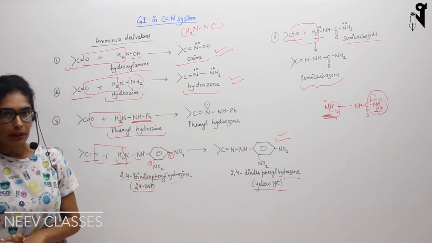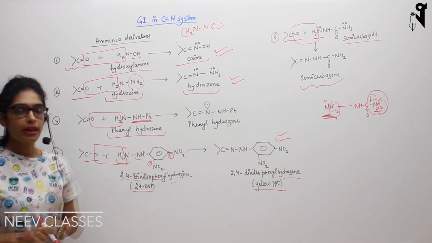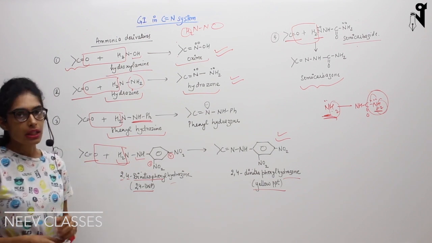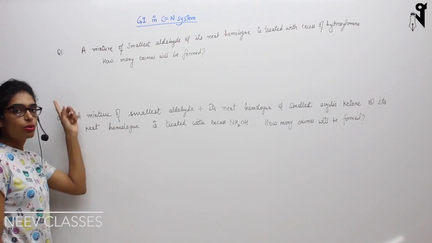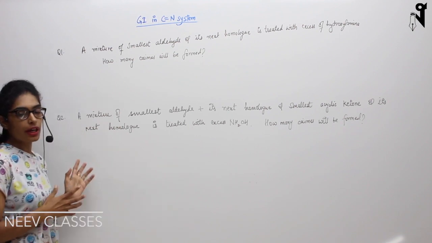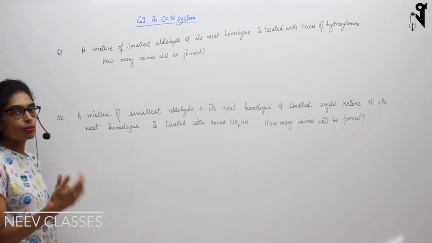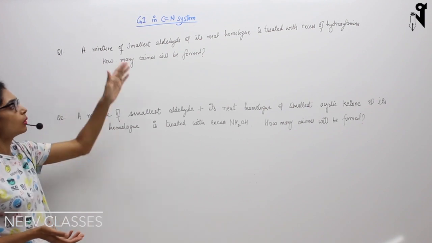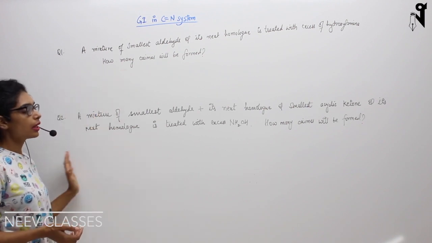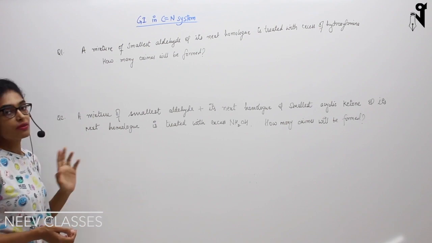Okay, now I'll give you two questions. Try solving them on your own, and then we will discuss the answers. Now try out these two questions. These are based on whatever reactions we have learned just now and the concept we have learned for geometrical isomerism on carbon double bond nitrogen. So try out these and then I'll discuss the answers. Read the question very, very carefully.